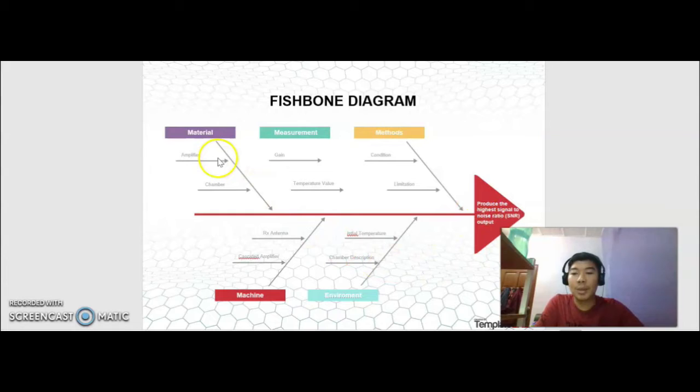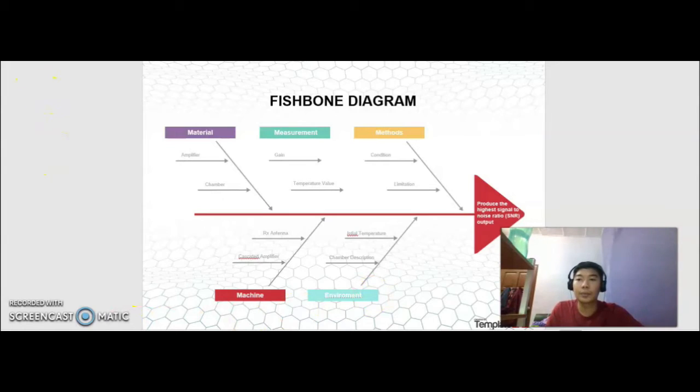First is the material part, where we have the amplifier and chamber. For the measurement part, we have the gain and temperature value. For the methods, we have the conditions and limitations that we need to follow to calculate the result. For the machine part, we have the RX antenna and cascade amplifier. And the last part, we have the initial temperature and chamber description for the environment. So we need all of these parts to achieve our goal. Basically, every part plays an important role.